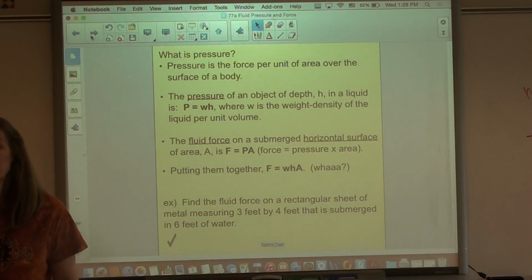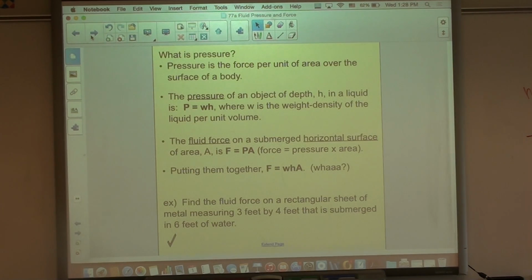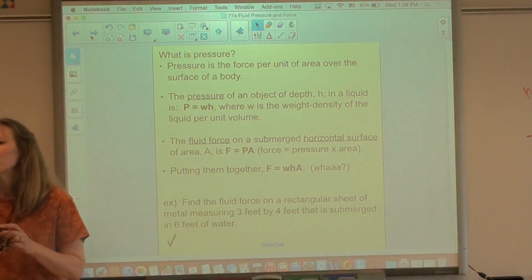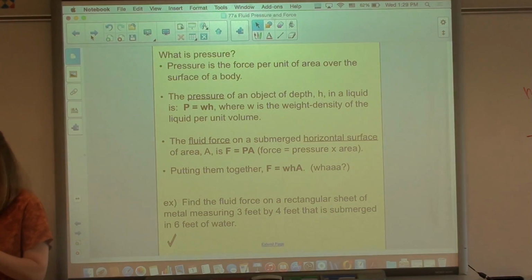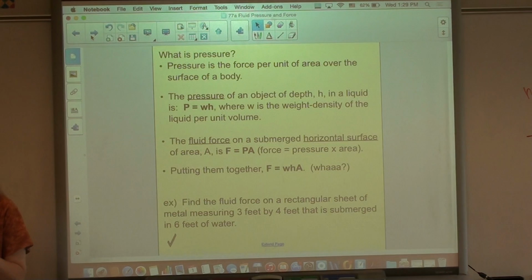All right, pressure is the force per unit area over the surface of a body. So when you have pressure, pressure is measured in something like pounds per square foot, right? So it is the force per unit of area. Whereas force would just be measured in pounds. It's the total of all the pressure over the whole area. So pressure is the force per unit of area. Force is the pressure times the area. So it's your total force.